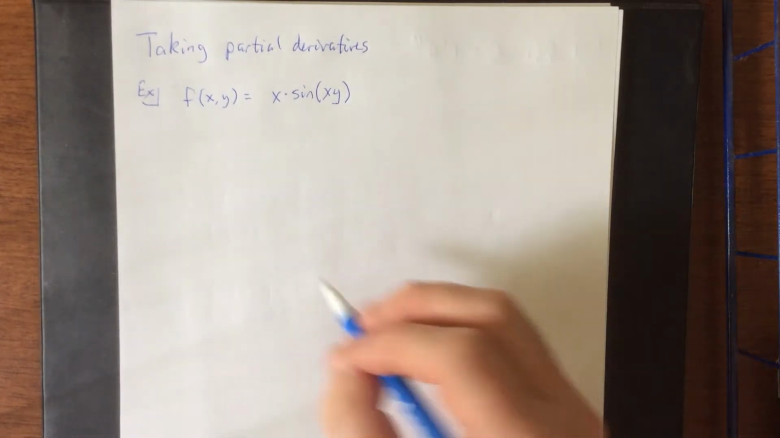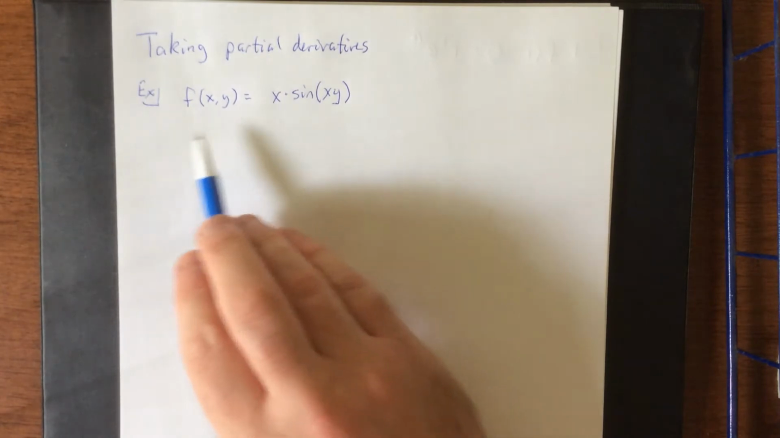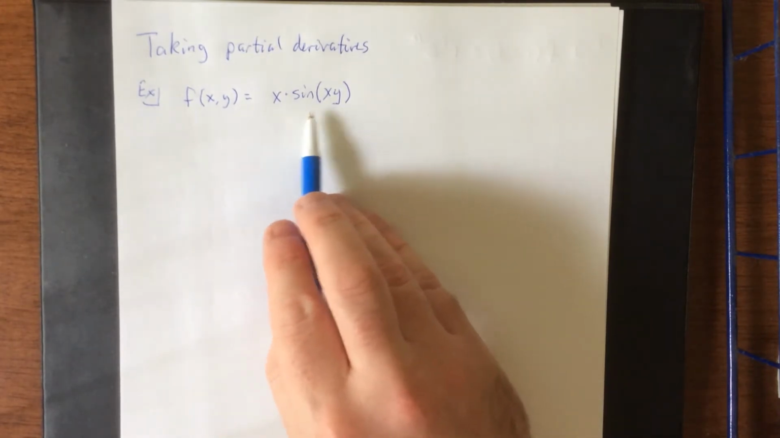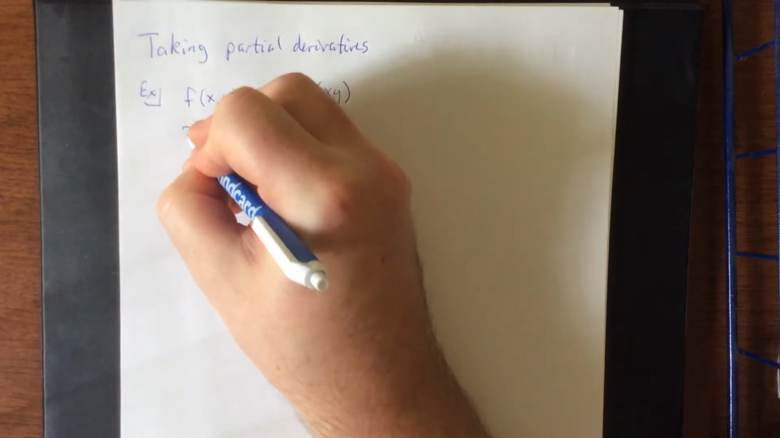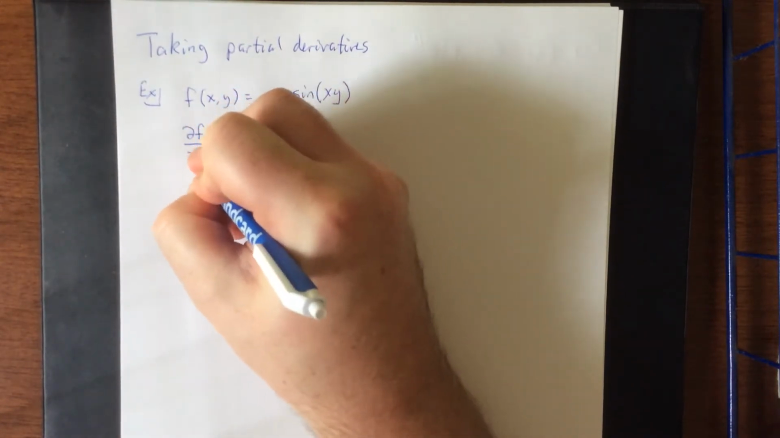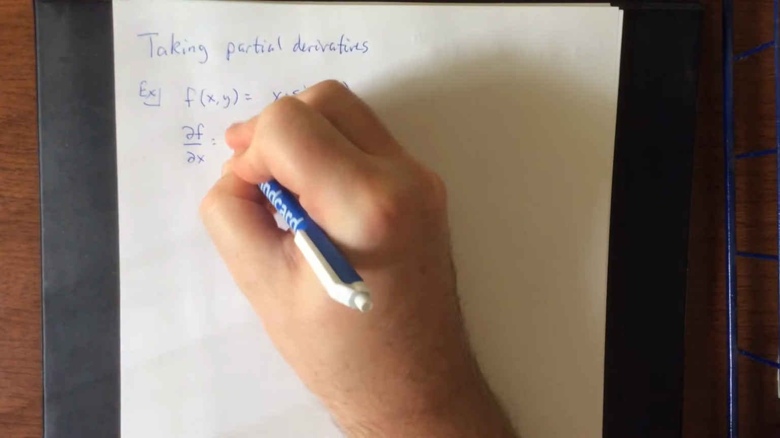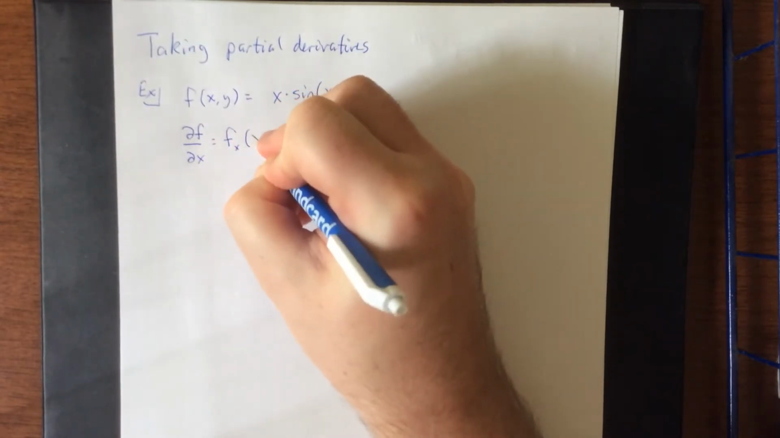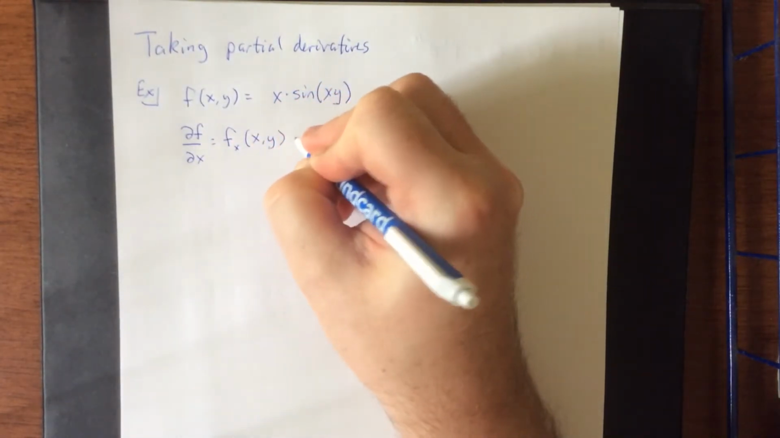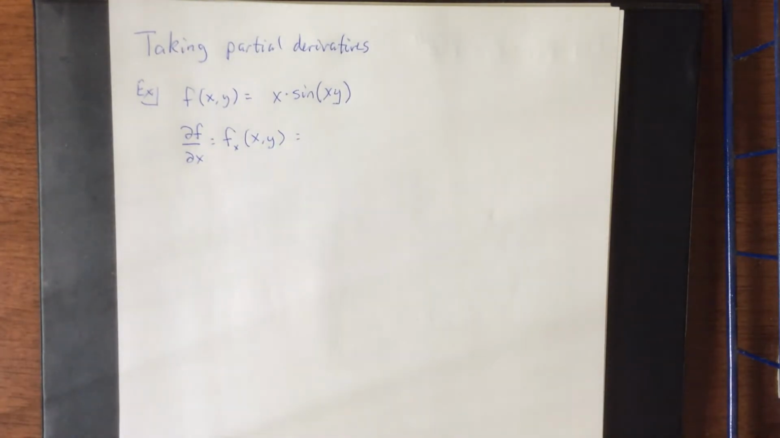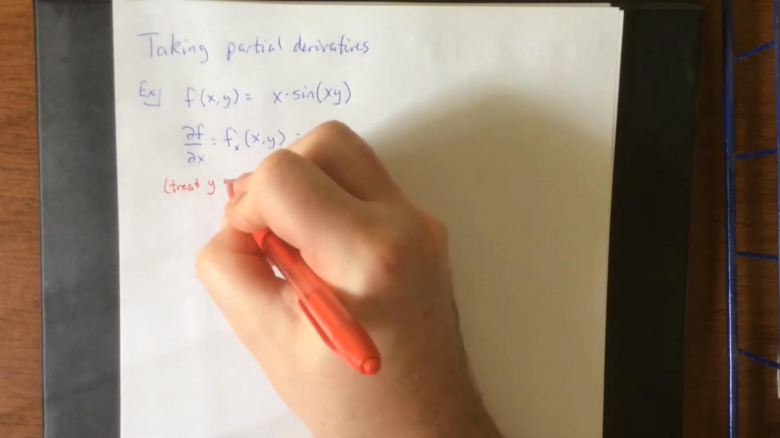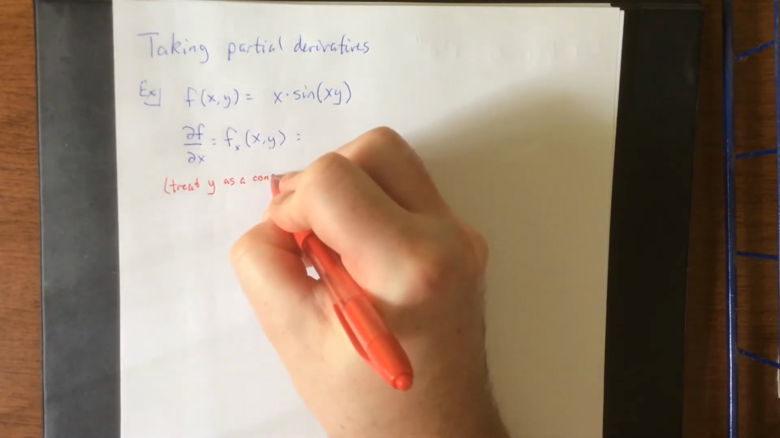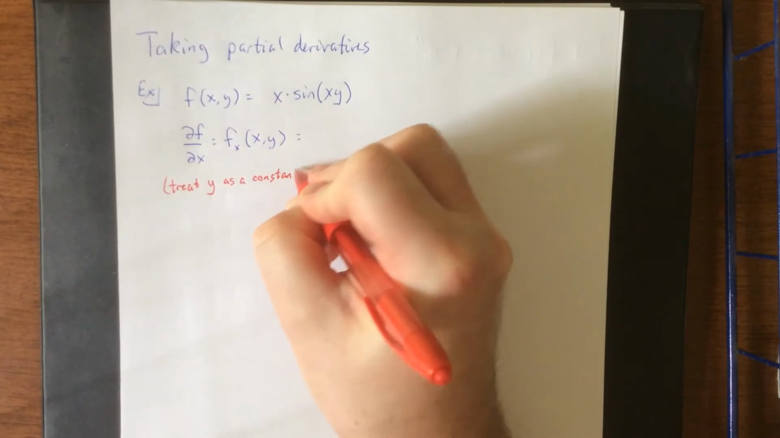So for example, if I'm interested in taking the partial derivative of f of x, y is equal to x times the sine of xy with respect to x, let's start there. So partial derivative of f with respect to x, or probably the preferred notation, f with a subscript x of x and y. And we'll just make a little note here that says treat y as you would treat a constant.